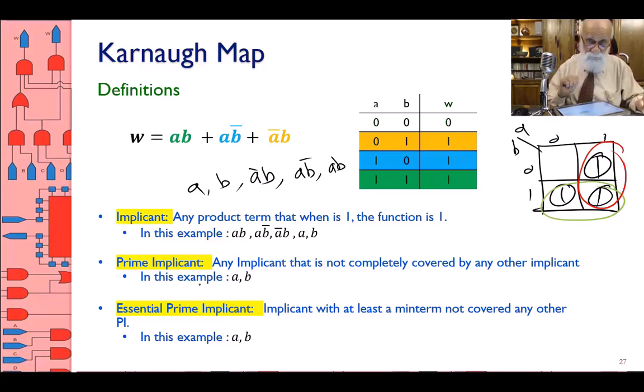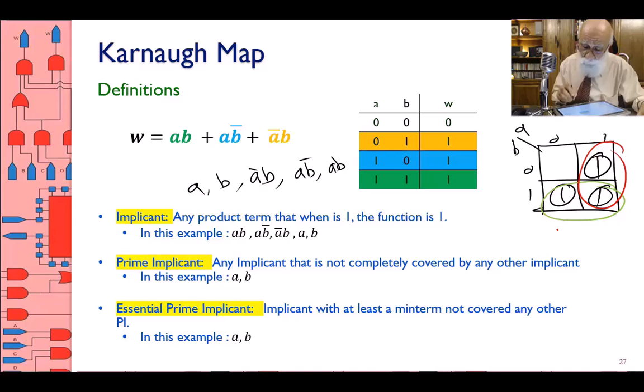Here's a third definition. Forget about the implicant. Now I'm talking about prime implicants. If I have a prime implicant that has at least a mean term, and that mean term is not covered by any other prime implicant, that becomes an essential prime implicant.